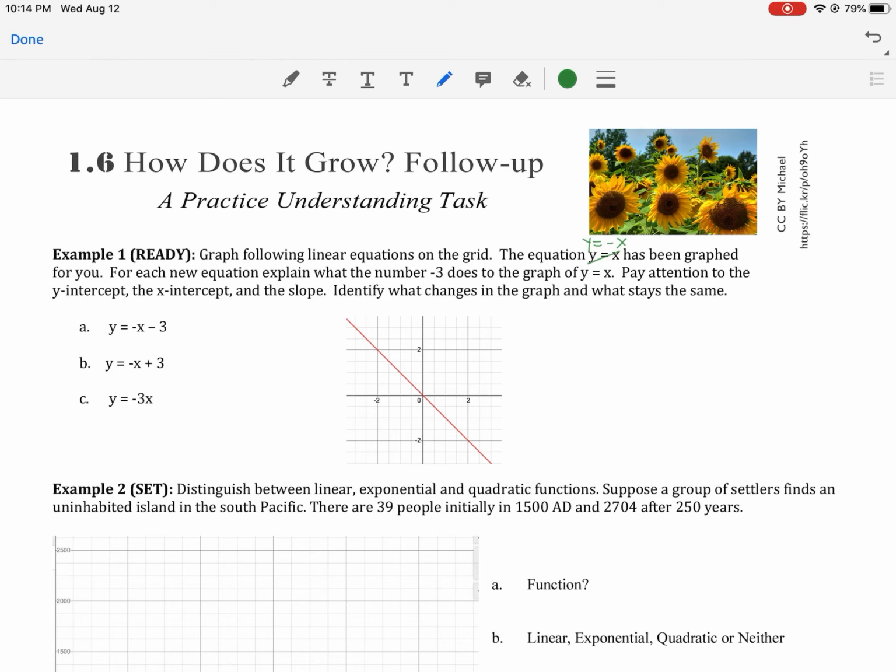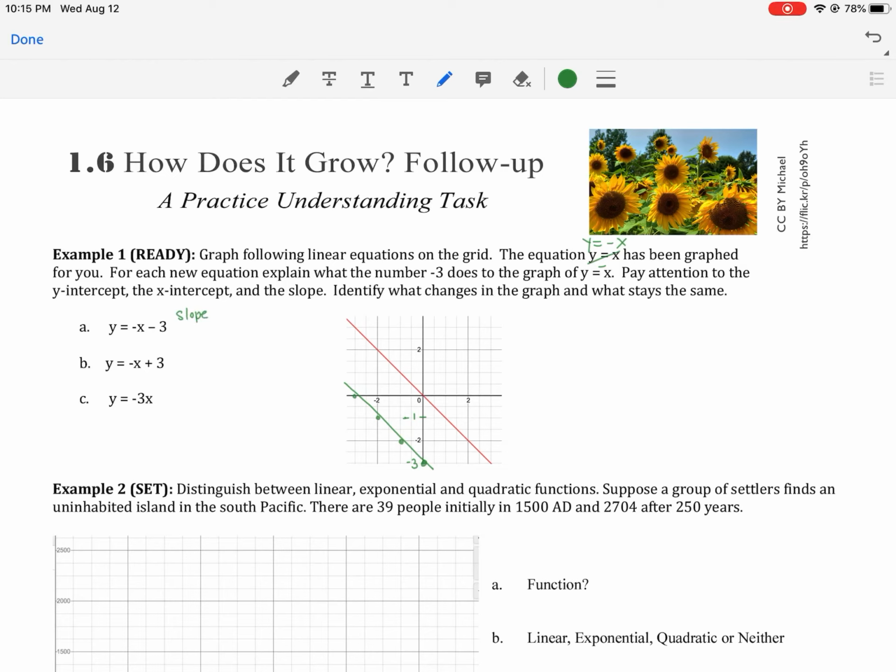For each new equation, explain what the number -3 does to the graph of y equals negative x. Pay attention to the y-intercept, x-intercept, and slope, and if it changes the graph, what stays the same. So if we have negative x minus 3, that means we're starting at -3. Notice here it looks like every 2 boxes are counting as 1, so -3 is going to be down here. And I can't go down 1 over 1, so I'm going to go up 1, left 1, right? Up 1, left 1, up 1, left 1. So this line will look like this.